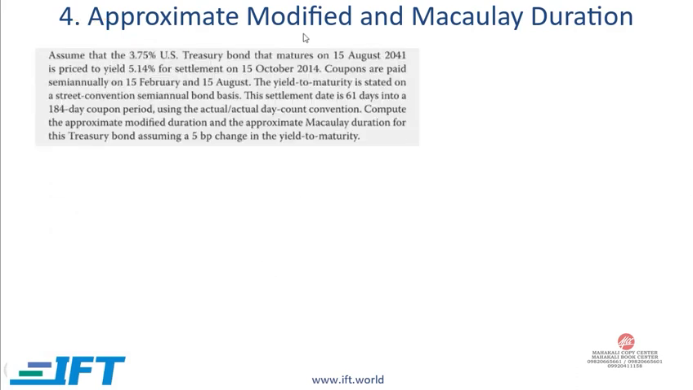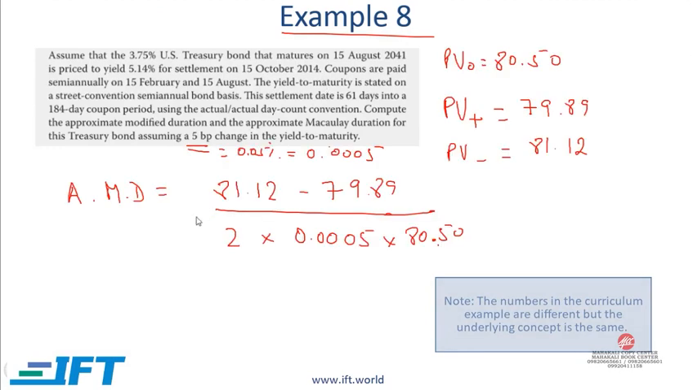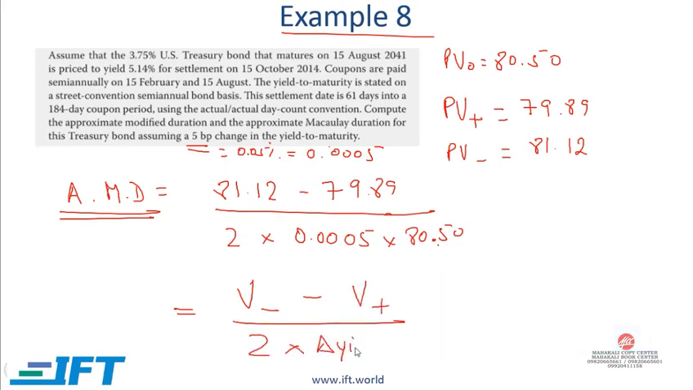Now let's take a look at example 8. For this question, I'll skip some of the details and get straight to the approximate modified duration. Remember, the formula for approximate modified duration is V minus minus V plus over 2 into delta yield into V naught. Here I've used V, which is the value of the bond. V minus is the value of the bond when interest rates go down by a certain amount.